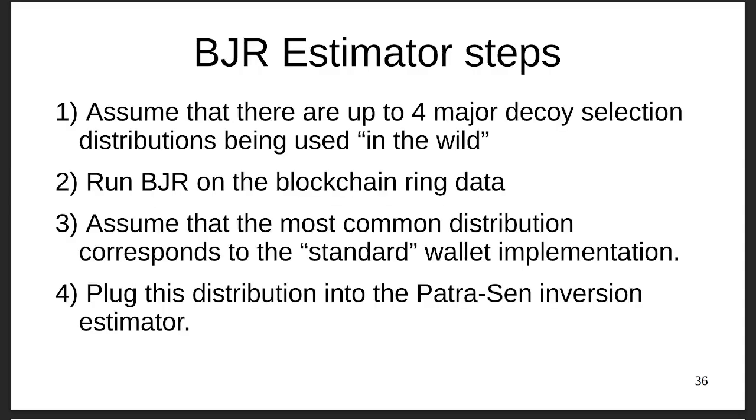BJR estimator steps. First, assume that there are up to 4 major decoy selection distributions being used in the wild. Next, run BJR on the blockchain ring data. Assume that the most common distribution corresponds to the standard wallet implementation. Then, plug this distribution into the Patra-Sen inversion estimator.